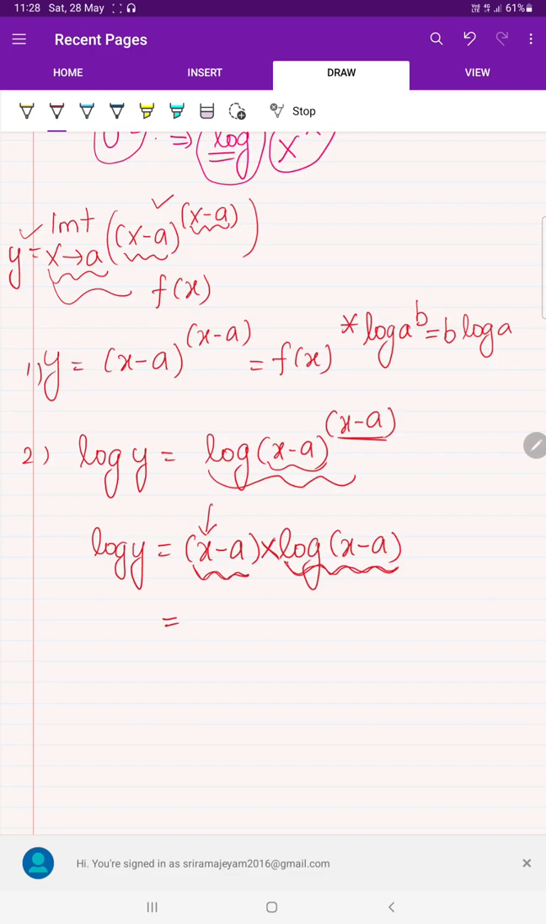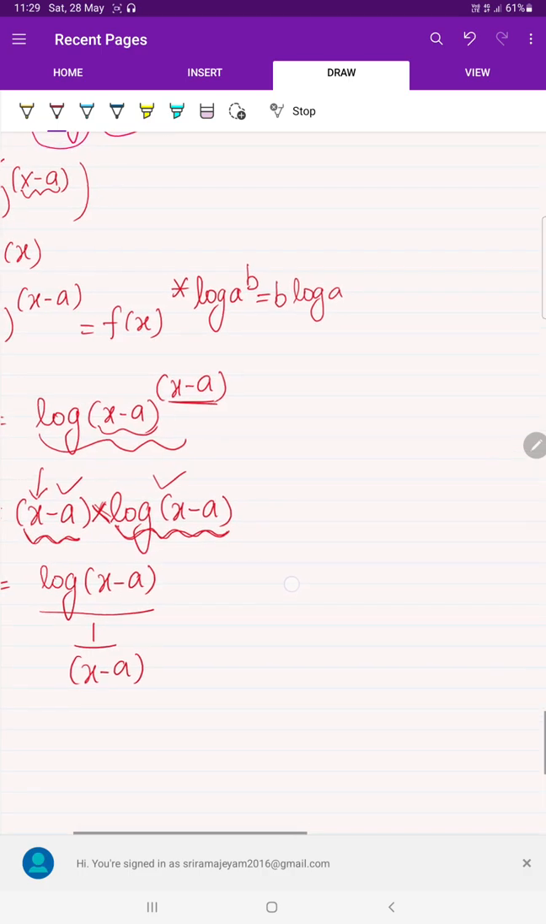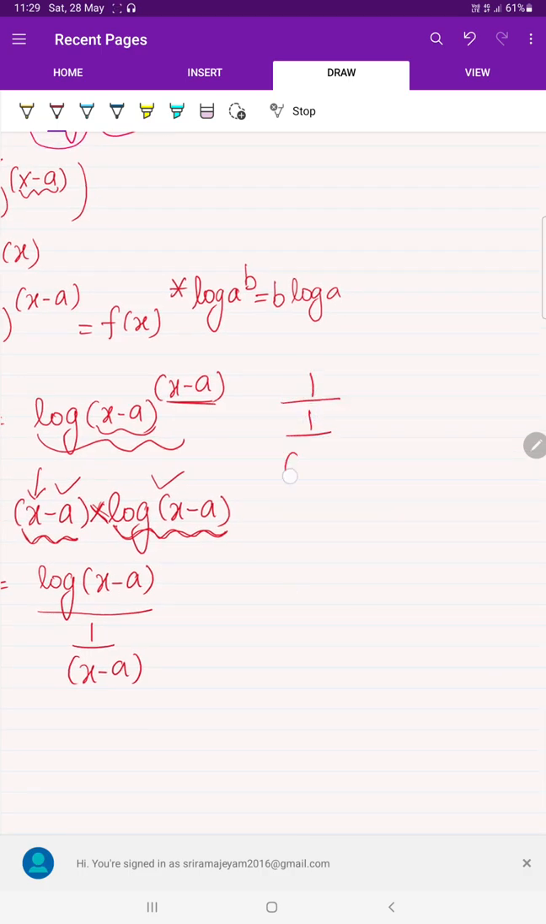I am repeating one more time. There are two functions, they are in multiplication. In both functions we have to replace x by a. In that case, keep any one function in the numerator and another function in the denominator. How can I keep? Can I write like this? Denominator of denominator will be in numerator only. So I can write 1 by 1 by x minus a, which can be written as x minus a again. Let me show it separately. 1 upon 1 upon x minus a can be written as x minus a again. So you can write in this form.